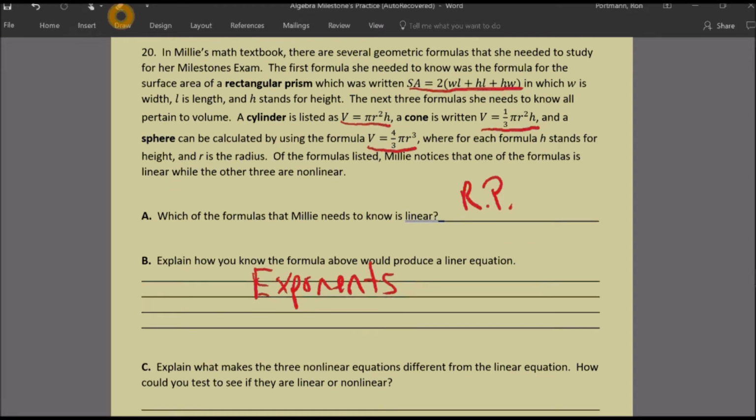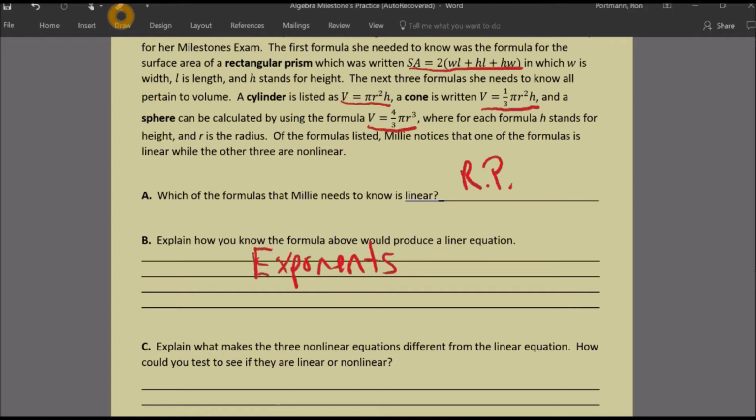Now, C says, explain what makes the three nonlinear equations different from the linear equation. How would you test to see if they are linear or nonlinear? The second part of this question is what you're going to be answering. How would you test to see if they are linear or nonlinear? Well, you could graph them, or you could put a value in for each. You could put a number in for each variable, and you could make them consecutive.